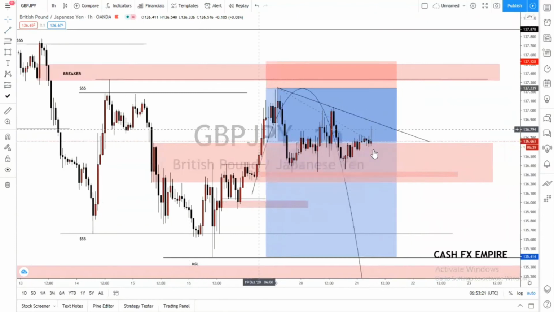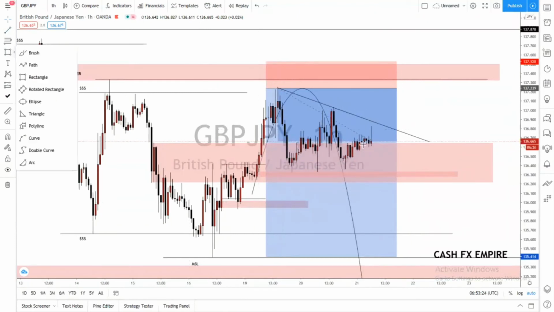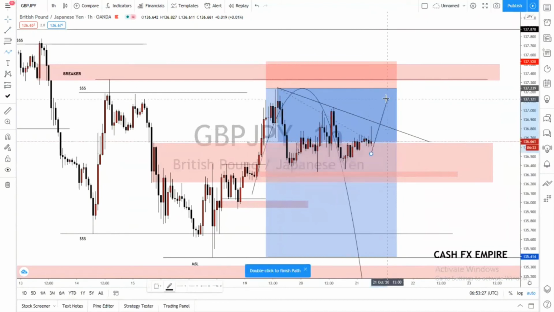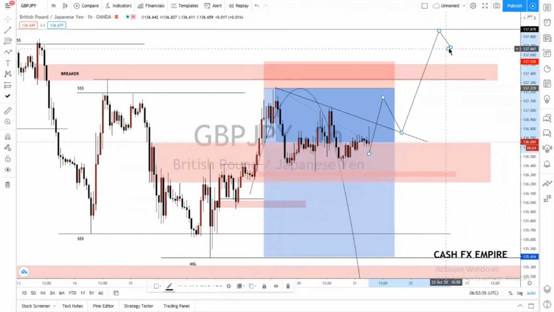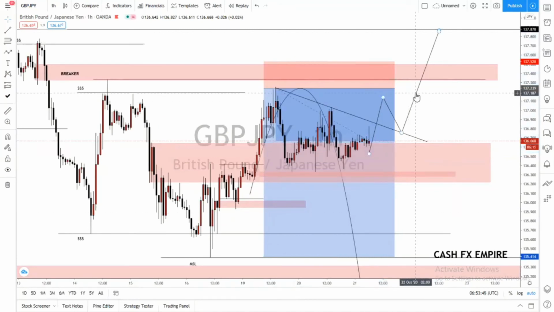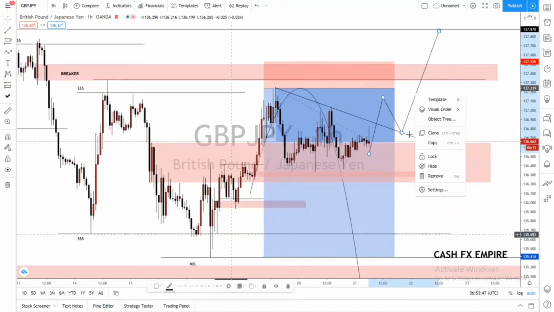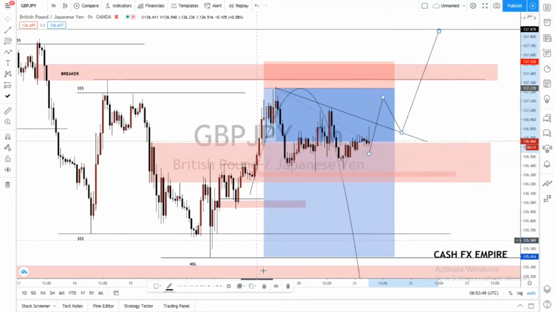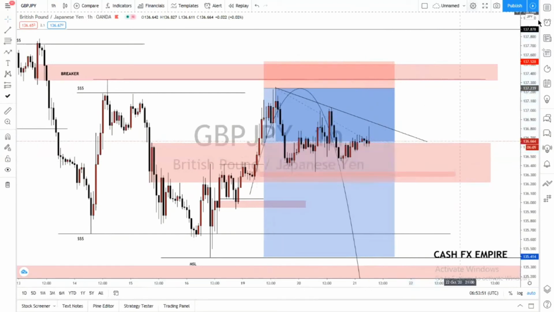But if anything, we can also see some form of movement from here, some movements like this. There's a possibility of that. There's actually a possibility of that. So that's it, you guys. This is what I'm looking at right now. I'm looking out for this, and if it happens, well and good. We trade what we see, not what we want. That's it.